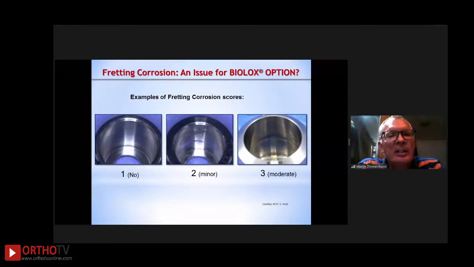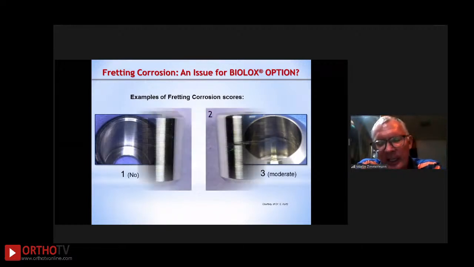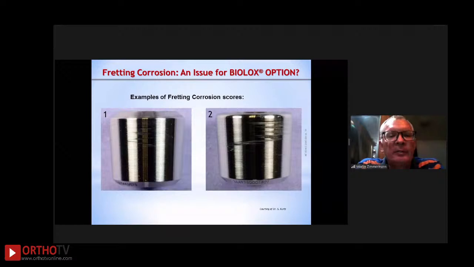Now it's the fretting corrosion at the inside of the sleeve, that means at the connection between the taper of the stem and the sleeve. So we have this grading: no corrosion, some minor effect, or moderate. And if you look at the outer part of the sleeve, which is in contact with the ceramic ball head, there were very minor signs of fretting and corrosion.